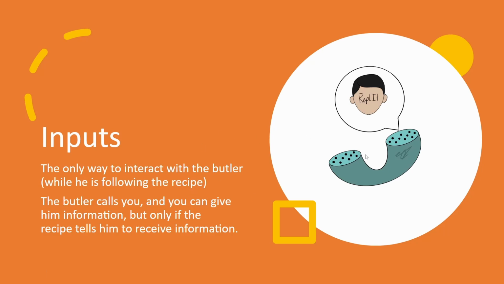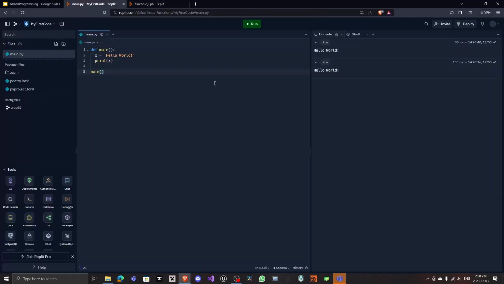And the butler will, I say calls you because you can't actually go face-to-face and talk to Repl.it. The butler calls you and you can give him information, but only if the recipe tells the butler to ask for information. So what does that mean? So if I go back to my code, you notice nowhere here am I allowed to give information. I can't type anywhere. I run and then it stops, and that's it.